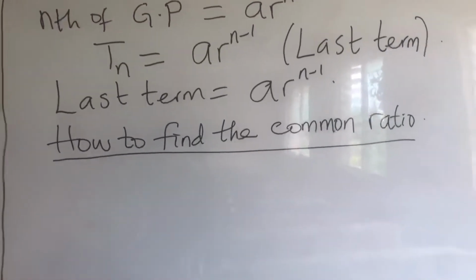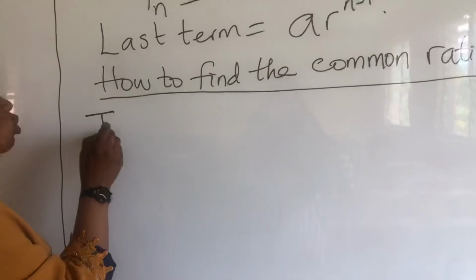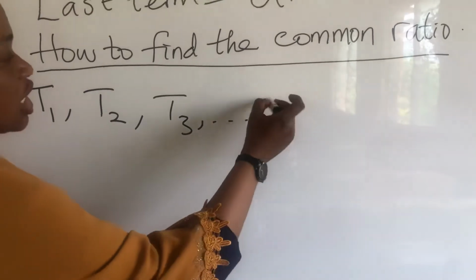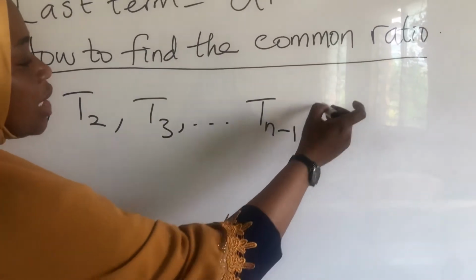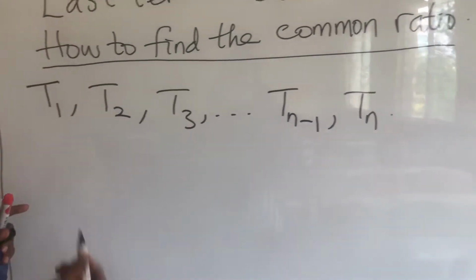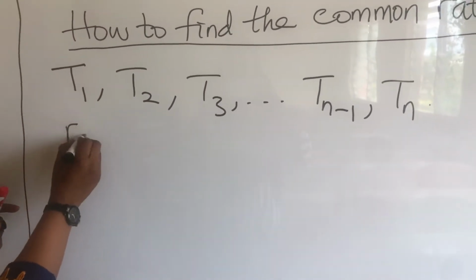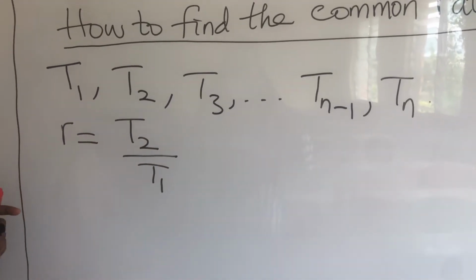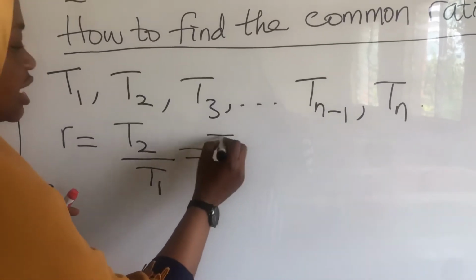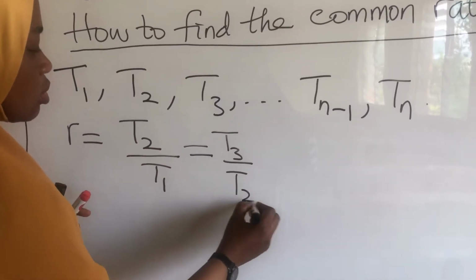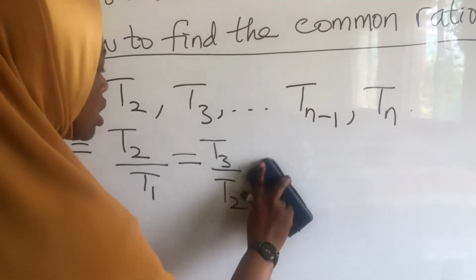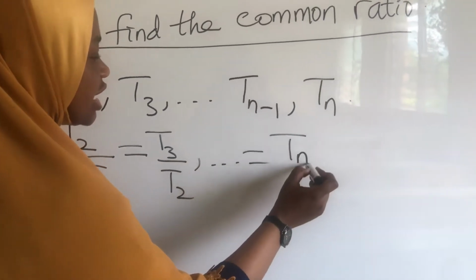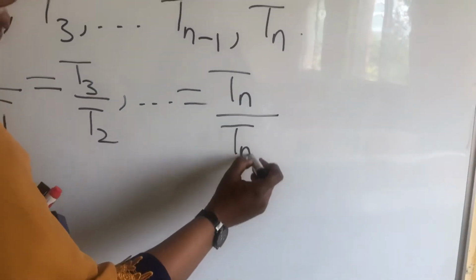How to find the common ratio? Now we have the sequence T1, T2, T3, up to the second to the last term, then the last term. To find the common ratio, it will be T2 divided by T1. It is still the same thing as T3 divided by T2, till we get to the second to the last. So it will be Tn, that is the last term, divided by the second to the last term.